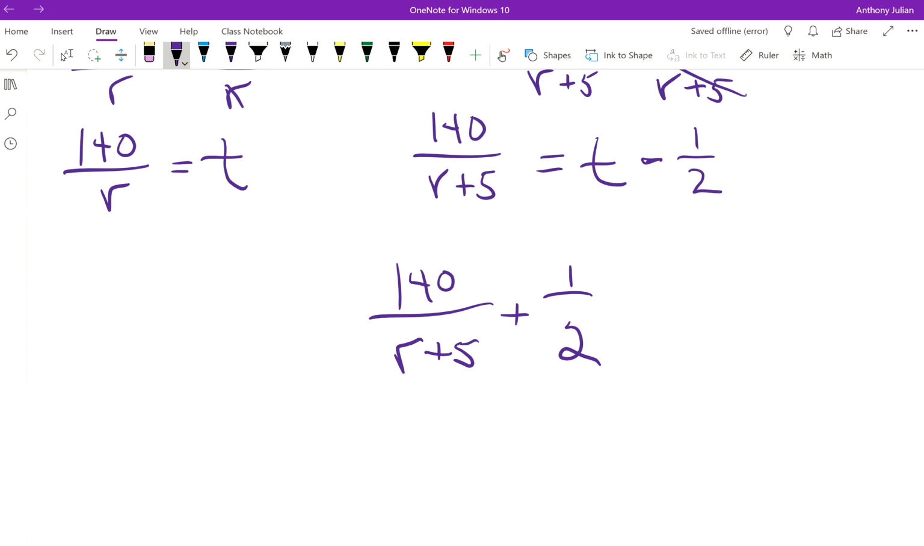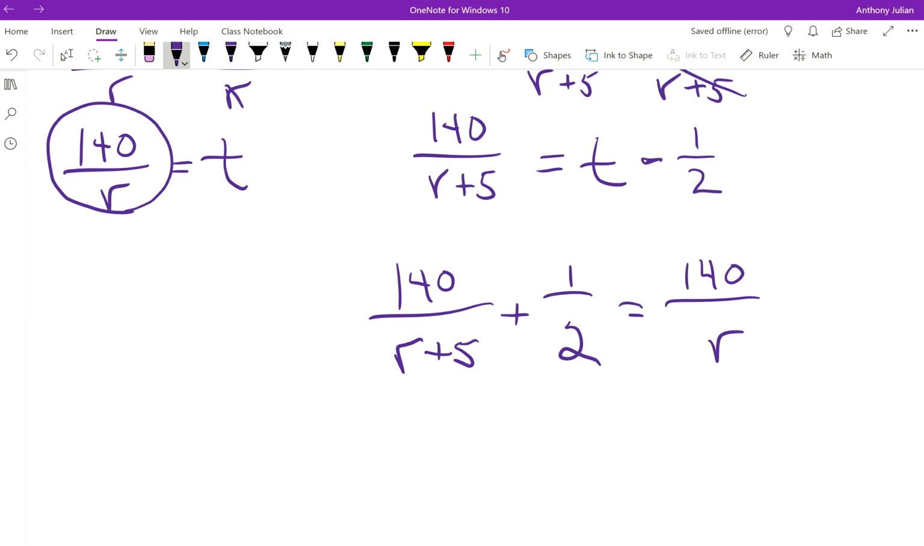Okay, and now remember this equals t, so if t equals 140 over r and t equals 140 over r plus 5 plus 1/2, well, I'm going to substitute this t here with this 140 over r. Or you could go the other way, but I don't want to do all that writing. So I'm going to erase this t and substitute it with 140 over r. And now this is my equation, and I want to solve for r.